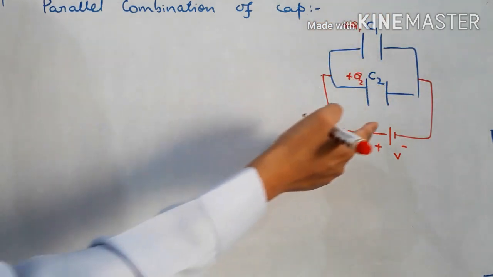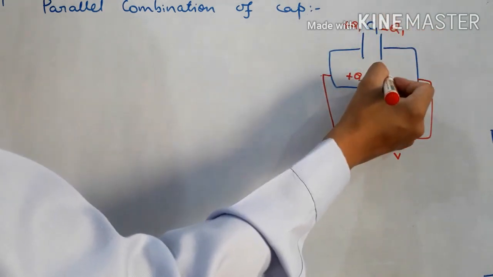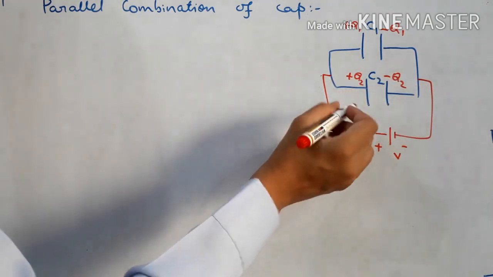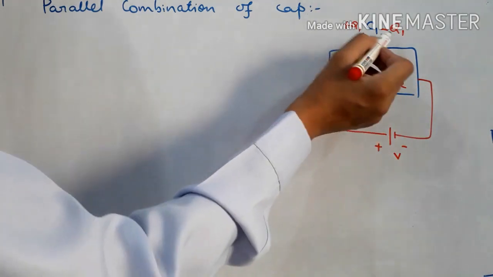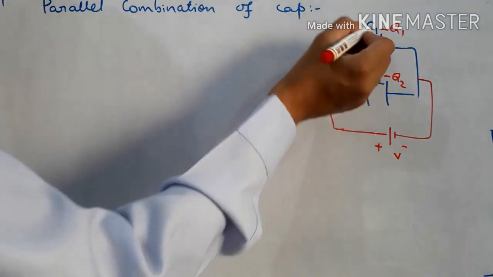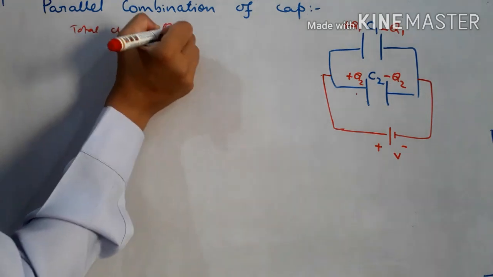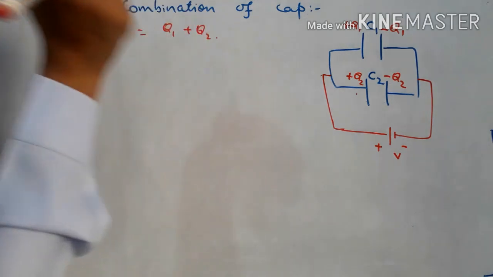Same thing we can expect from the negative terminal of the battery. So here the charges will be minus Q1 and here the charges will be minus Q2. Remember, the net charge on the capacitor must be 0, and the total charge will be Q1 plus Q2. So total charge or net charge, you can write it as Q1 plus Q2.